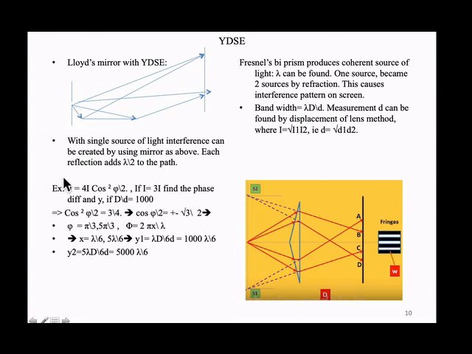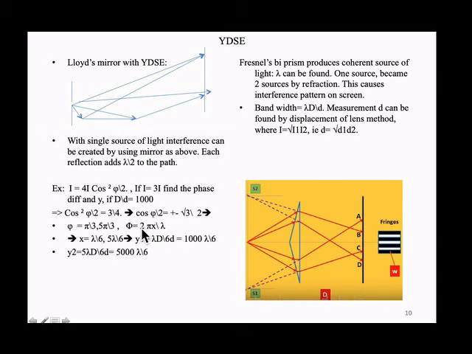So here, I is 4I cos squared phi by 2. It is given that at some point the intensity is 3I. Find the phase difference. If I put 3I, what I am getting is cos squared phi by 2 is 3 by 4. So cos phi by 2 is plus or minus root 3 by 2. That means phi is equal to either pi by 3 or 5 pi by 3. This is the phase difference.